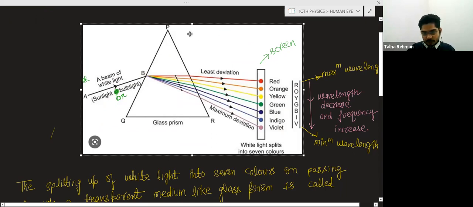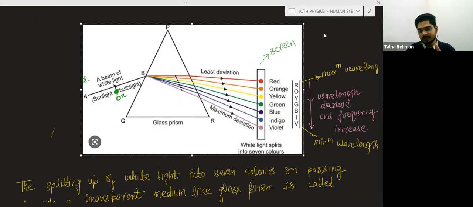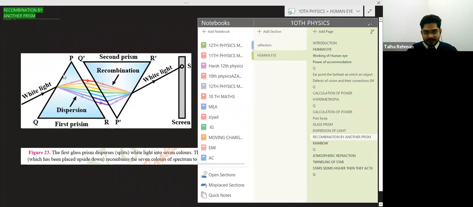Now suppose you have placed an inverted prism. Inverted prism means this combination. Earlier the refracting surface is this. Now this phenomenon you already know. Here different colors of light will be there after the dispersion.